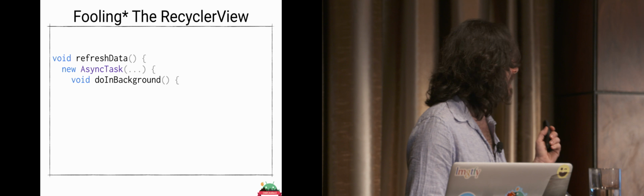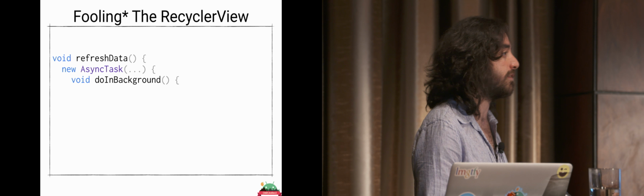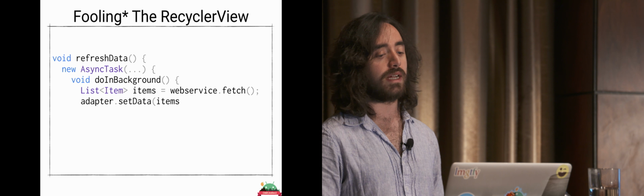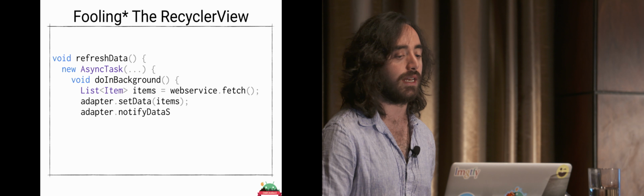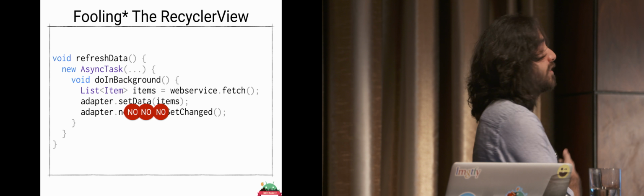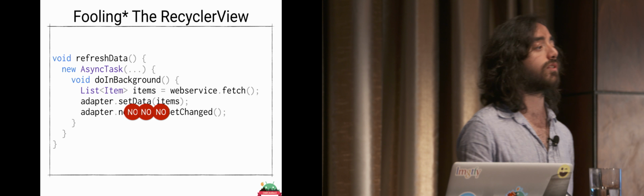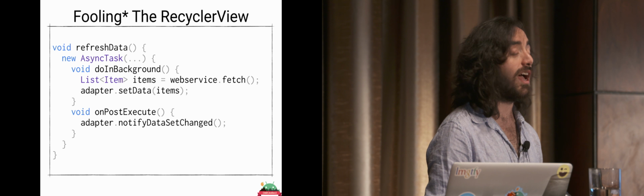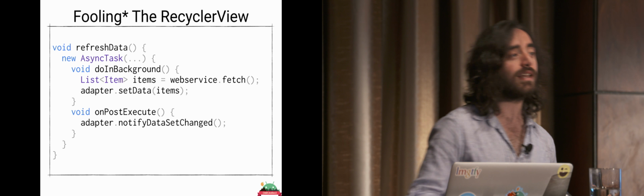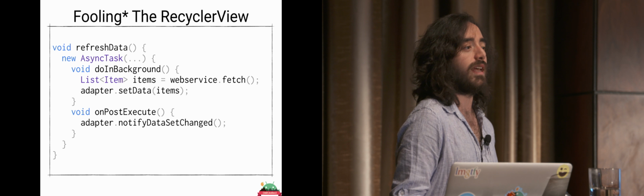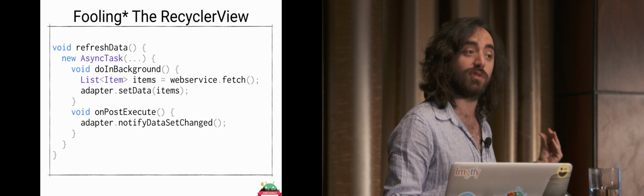And the last thing, again, I see these people trying to fool the RecyclerView. So they first write this code: I have an async task, I fetch new items, I set the data on the adapter, and I call notifyDataSetChanged. Then we say, no, you cannot call notifyDataSetChanged on a background thread. You have to call it on the main thread. They're like, cool, sure. I will do the same. I'll just move it to onPostExecute. I will change my data on the background thread and notify on the main thread. It's like, we are not bad people. If it was only about moving the call to the main thread, we would do that for you.